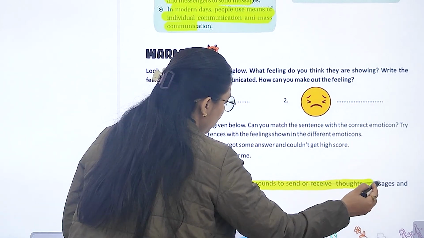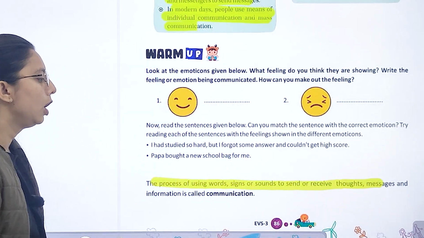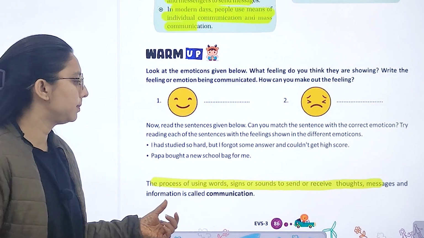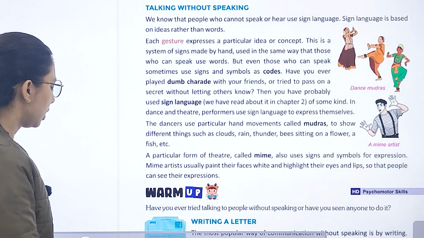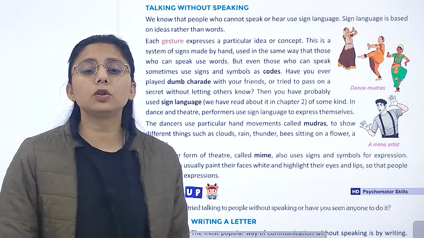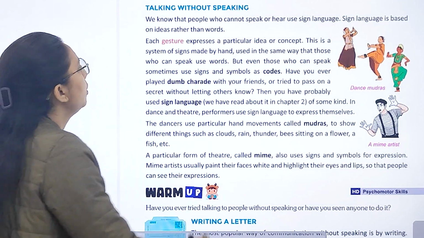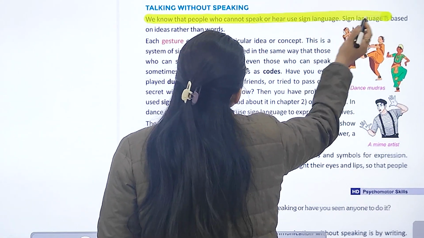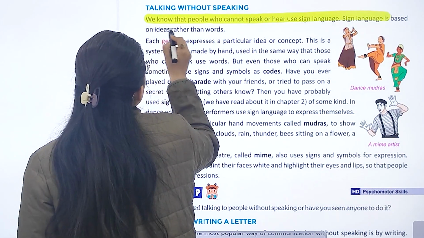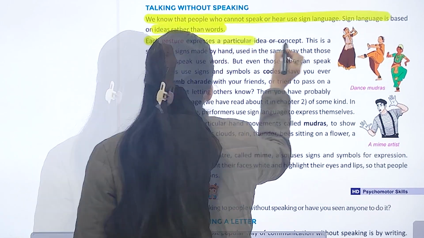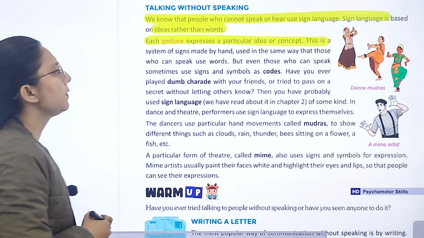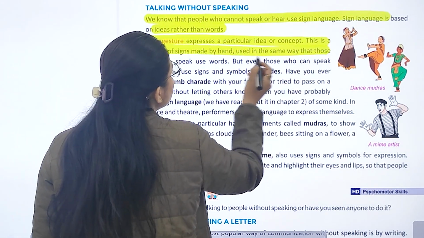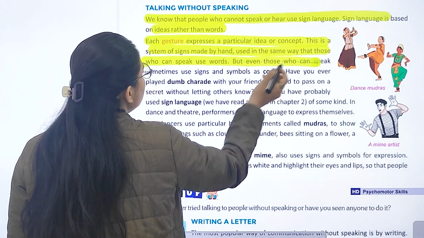The process of using words, signs or sounds to send or receive thoughts, messages and information is called communication, right? Talking without speaking. जब आप बात करते हो बिना बोले. We know that people who cannot speak or hear use sign language. Sign language is based on ideas; each gesture expresses a particular idea or concept. It is a system of signs made by hand, used in the same way that those who speak use words.